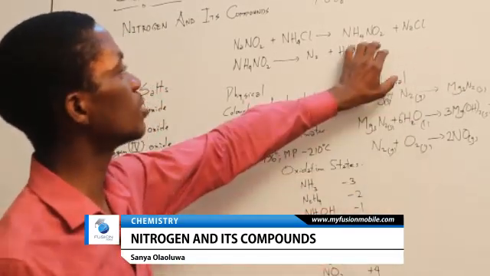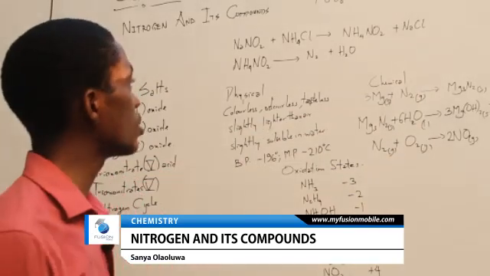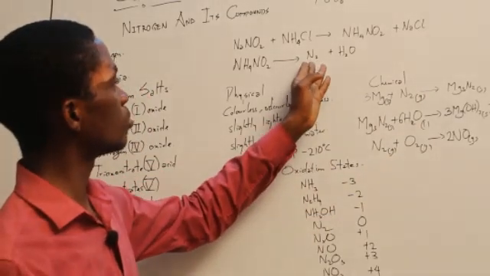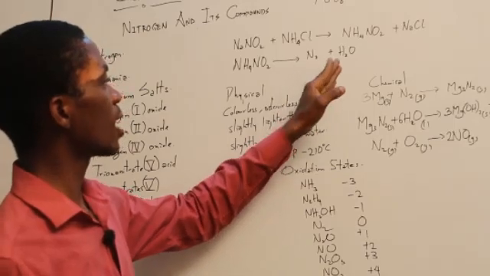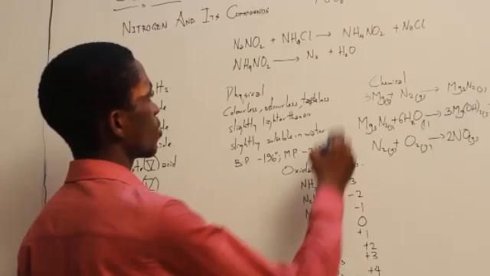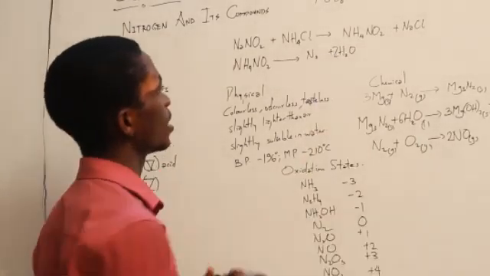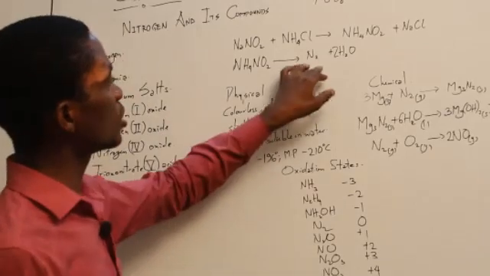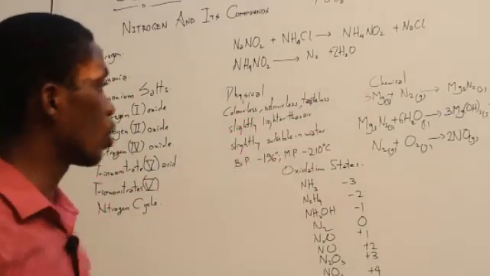Now, if you take this ammonium dioxo nitrate 3 and you allow it to decompose, it will decompose to form nitrogen gas and water. The equation is not balanced there. It is balanced now. It's decomposed to form the nitrogen gas and water.